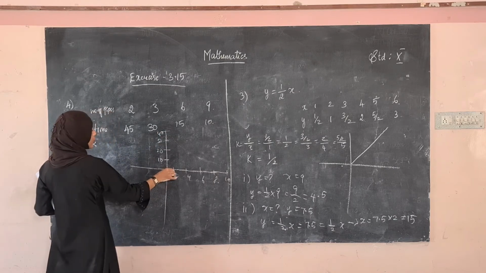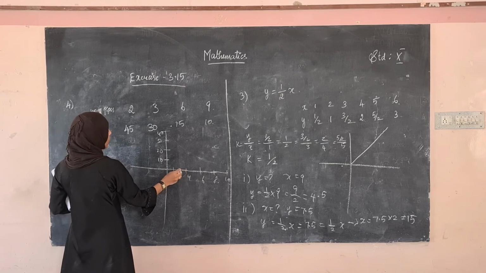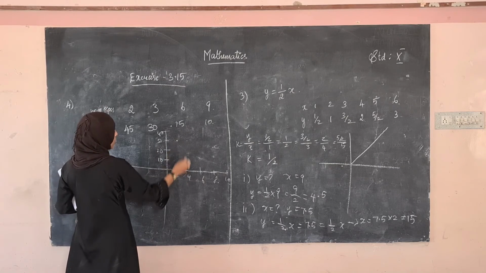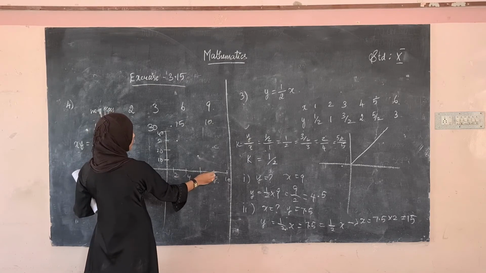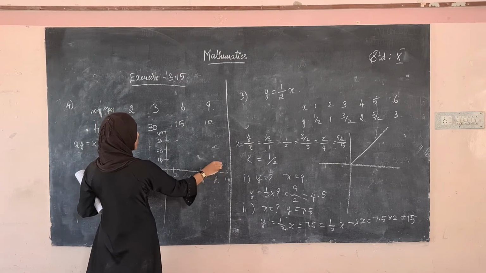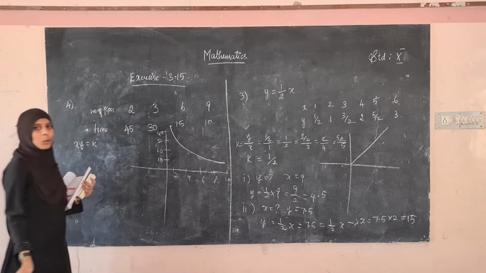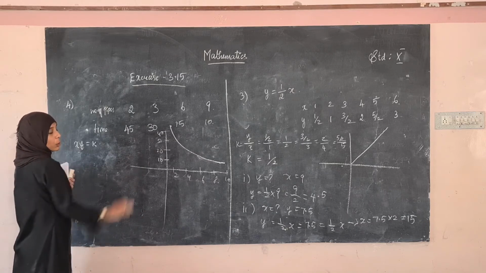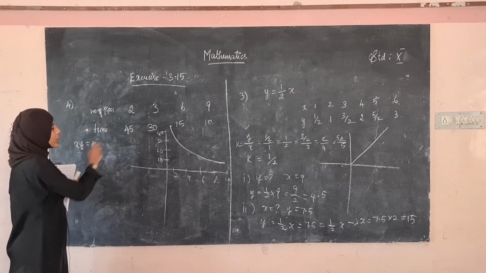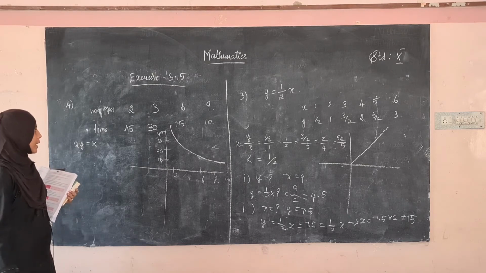So when the pipe is 2, the point is 45. When the pipe is 3, the point is 30. And when the number of pipes is 6, the point is 15. And when the number of pipes is 9, the point is 10. So what's the graph? The graph will be like this. It's a regular hyperbola. This type of graph is the regular hyperbola. So clearly from this we can say the given function follows the indirect variation.